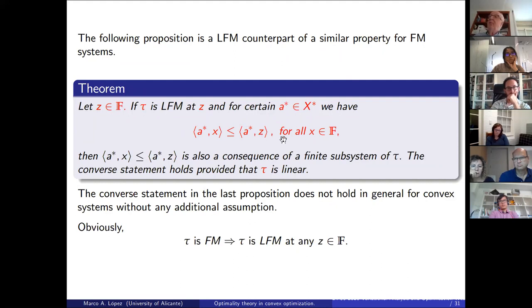And so when such a property is satisfied, where I have a consequence of this type defining a supporting half space, this inequality is also a consequence of a finite subsystem, of course of the same type. And so that means that Farkas-Minkowski implies, obviously, locally Farkas-Minkowski at any point of F. Okay? This is stronger, this is local, and it implies this at any point.